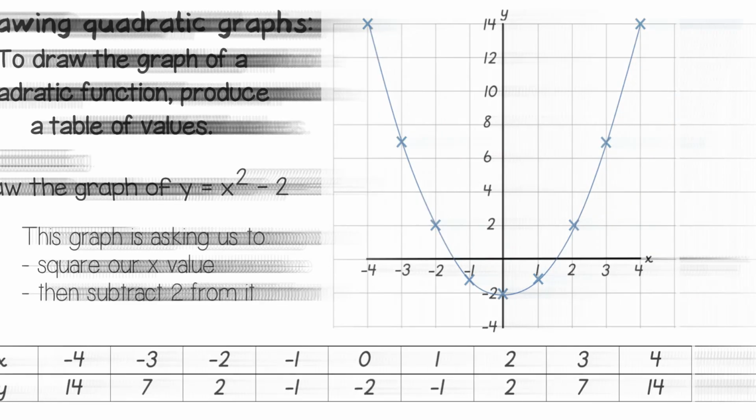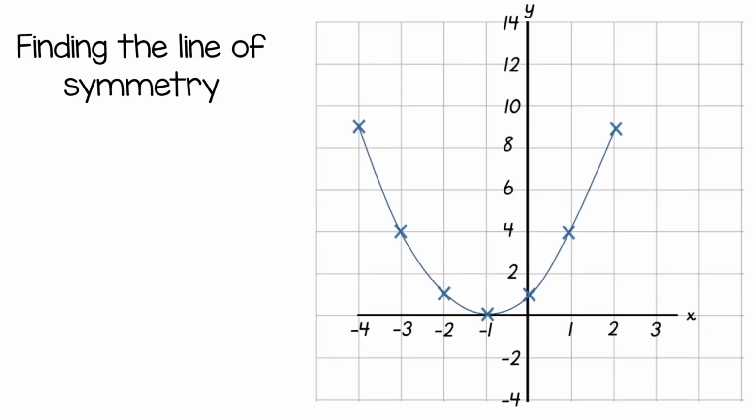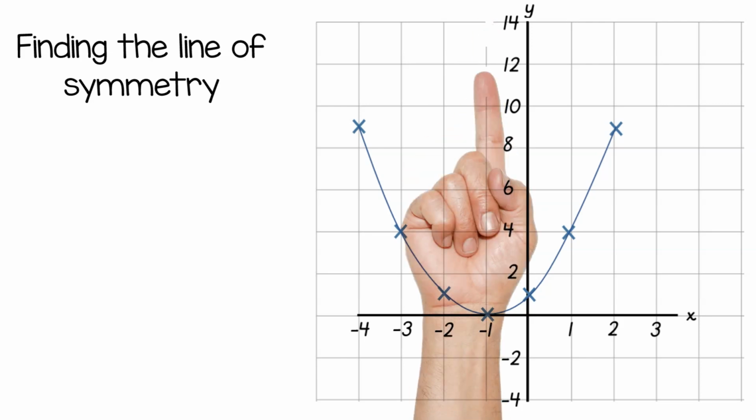Now, just as an add-on to this video, I am going to very briefly go through something called the line of symmetry. So as we mentioned before, all quadratic graphs have a line of symmetry. So if we have this example here, we're looking at where the graph is changing direction. So as you can see, where x is minus 1, the graph starts to go upwards. So the line of symmetry is going through that point.